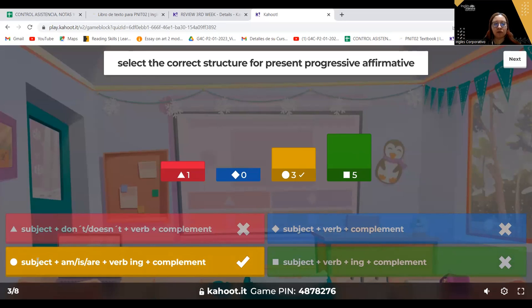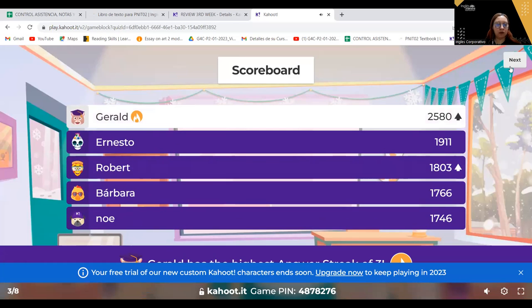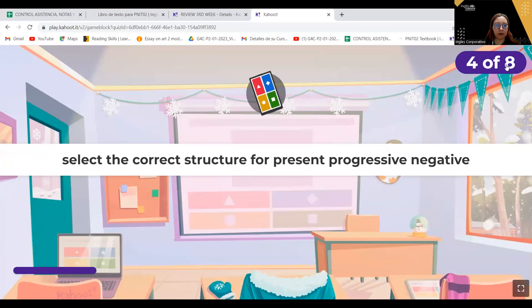Right? For example, we are studying. We are doing homework. She is working. Right? Tiene que llevar sí o sí una versión del verbo to be según el sujeto antes de tocar el verbo en progresivo, right? Very good. Let's check. Good. Now Gerald goes on top. On fire. Let's continue. Vamos con la número cuatro.